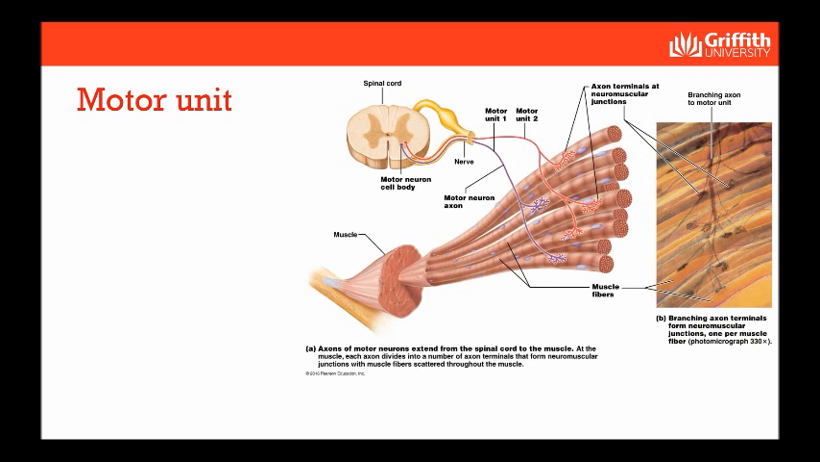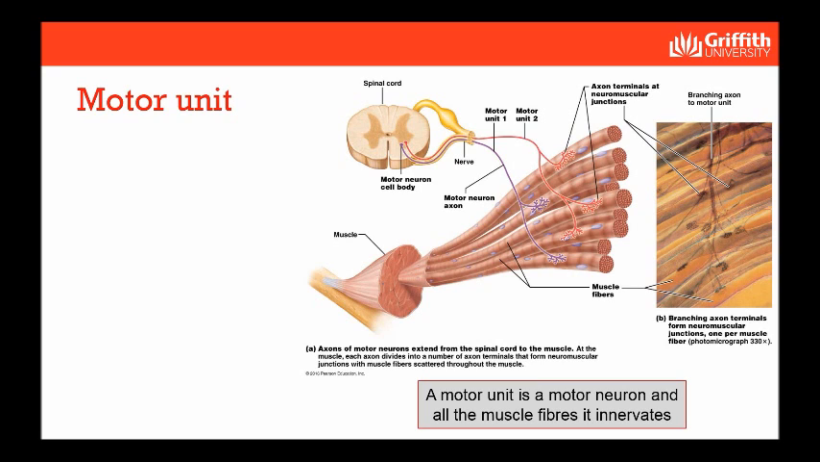What is a motor unit? A motor unit is the motor nerve or motor neuron and all of the muscle fibres that the motor neuron innervates. All muscle fibres are innervated by one motor neuron, but one motor neuron may branch and innervate many muscle fibres.